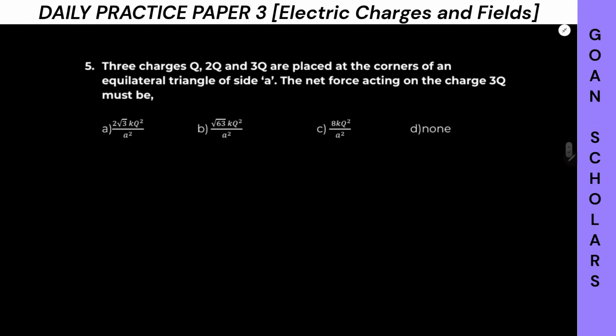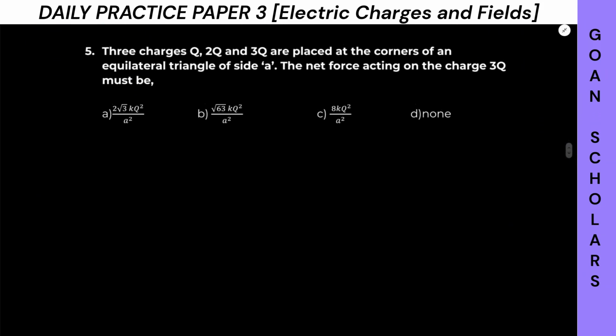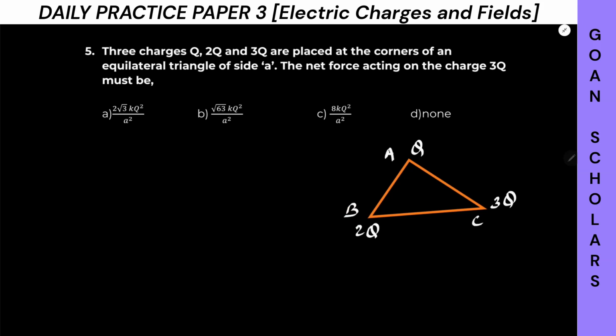This is question number 4, and let's move to question number 5. Question 5 says, three charges are placed at the corners of an equilateral triangle of side A, and asks for the net force acting on charge 3Q. Quite a similar way to proceed. Let's draw an equilateral triangle here. On this equilateral triangle, we have A, which is Q, B, which is 2Q, and C, which is 3Q. The question says, find the force on C. So we will proceed in the same manner.